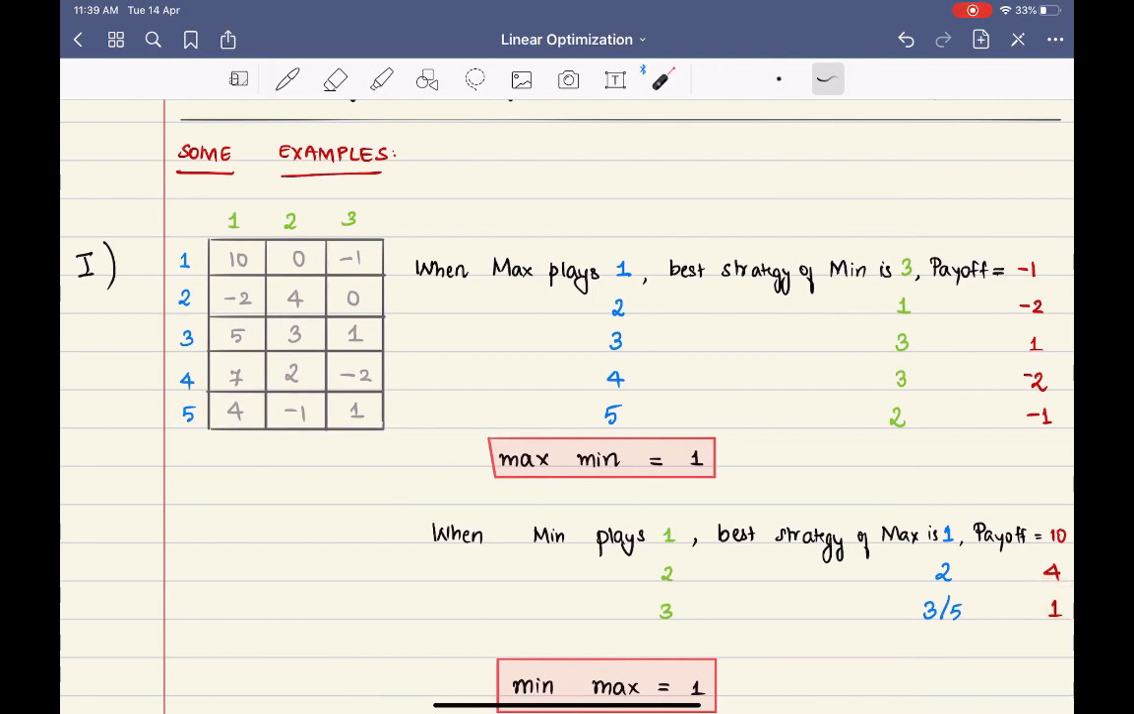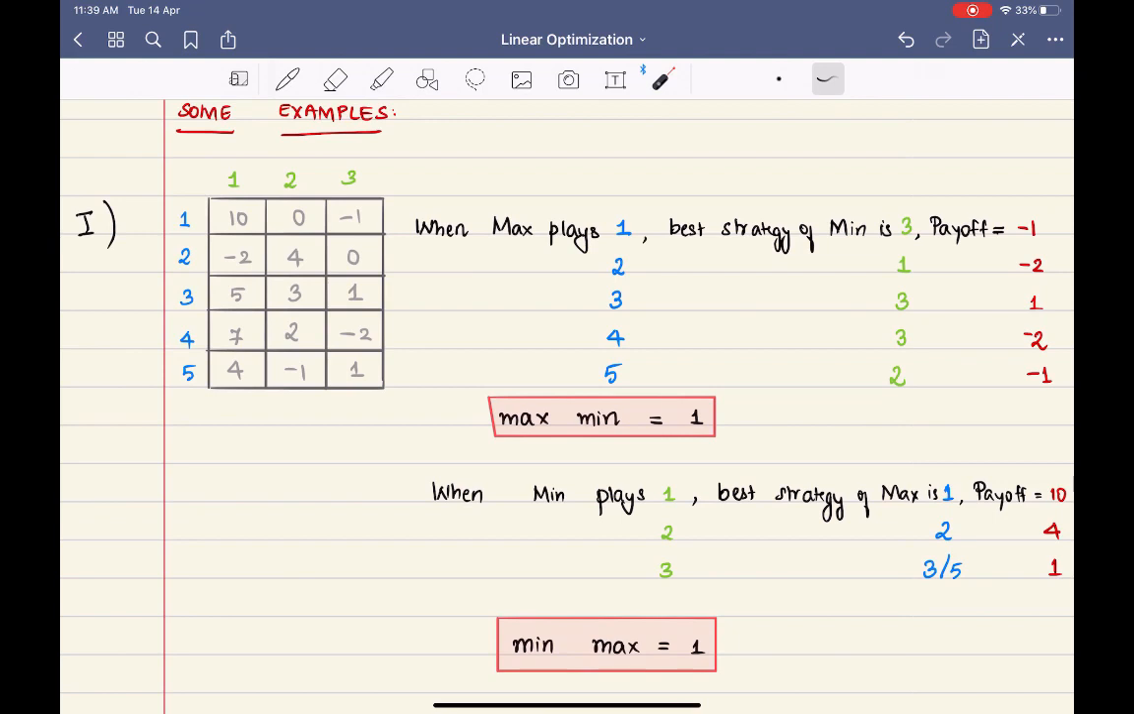So if you see that in this case, the Min Max, this is when Min plays first, Min will choose the min among these things and that is going to be 3. Okay, so knowing that Max is going to play the best strategy against her, Min will choose 3. Okay, so call this quantity Min Max, when Min plays and based on that Max plays. So in this game it turns out that Max Min is 1 and Min Max is also 1.